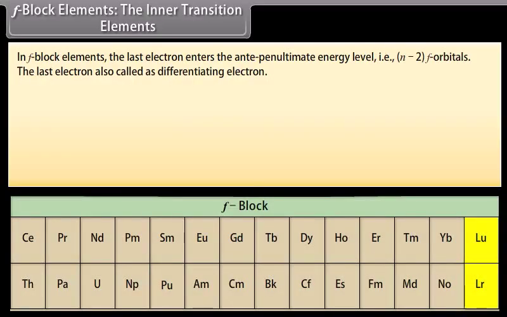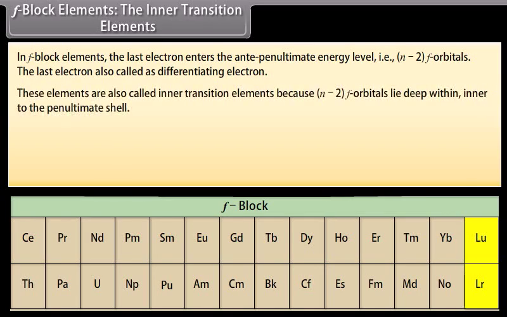F-block elements, the inner transition elements. In F-block elements, the last electron enters the antepenultimate energy level, that is the (n-2) f orbitals, where n can be 6 or 7. The last electron is also called the differentiating electron.